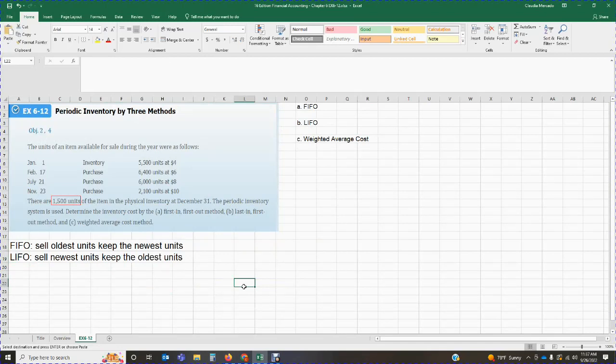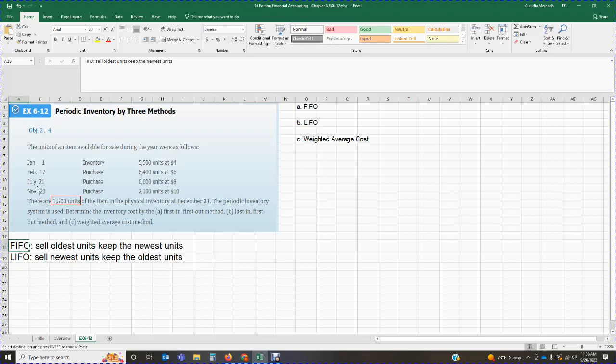If we have 1,500 units using the FIFO method, which units am I going to be keeping in my inventory? Well, according to my note right here, if I am using FIFO, I'm going to sell my oldest units and keep my newest units. So I'm going to look at my table. Which are my 1,500 newest units? Well, my 1,500 newest units are from that November 23rd transaction.